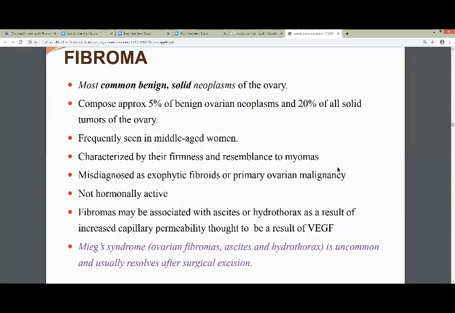So a fibroma can coexist with ascites, which means fluid inside the abdominal cavity, and hydrothorax, meaning fluid inside the chest cavity. So three clinical things, fibroma, ascites, and hydrothorax, if they come together, it is uncommon, but it can result in a condition known as Meigs syndrome, which is ovarian fibroma, ascites, and hydrothorax. This triad is known as Meigs syndrome, but it's uncommon, and it usually resolves after surgical excision. If you do the surgical excision of the fibroma, the hydrothorax and the ascites will resolve by themselves.